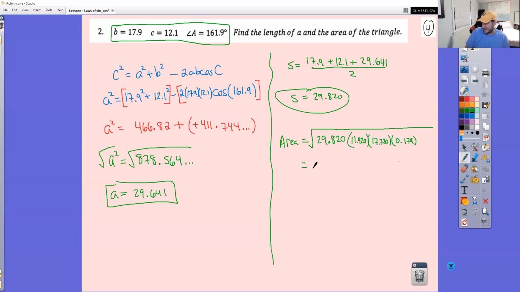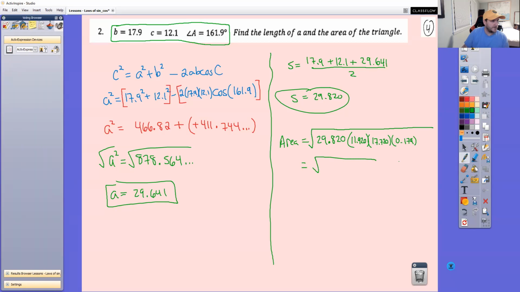So now you've got to multiply all that together and find out what the square root of the result is. So on my calculator, I guess I'm typing all that in. 11.92 times 17.72 times 0.179 times the semi-perimeter, 29.820. So that product is 1127.458702. So you'll take the square root of that.